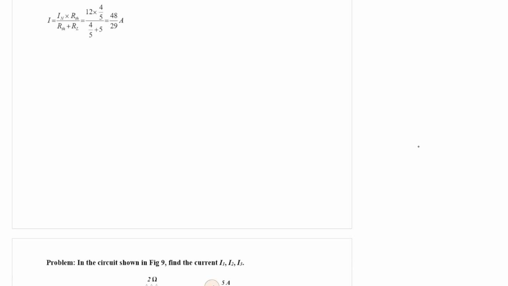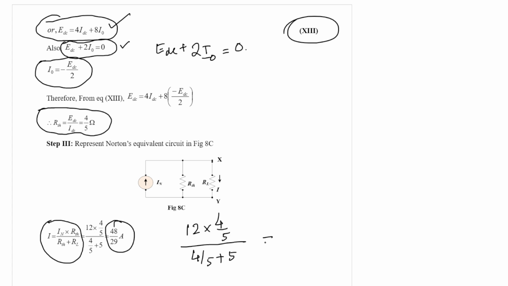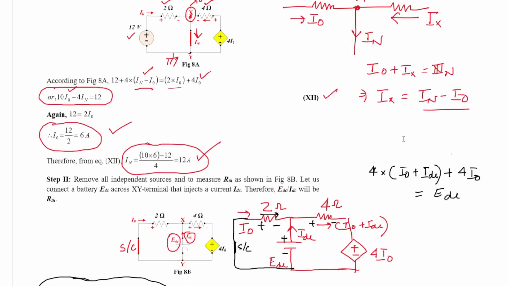Now our last step is to construct the Norton equivalent circuit, that is IN in parallel to RTH and RL. Now the current flowing through the RL is found by this formula. Norton current is 12, and the formula will be resistance of the other branch, that means RTH is equal to 4 by 5, divided by 4 by 5 plus load resistance, which is 5 ohm. So if you solve this, you will get the current flowing through is 48 by 29 ampere. This is Norton's theorem.